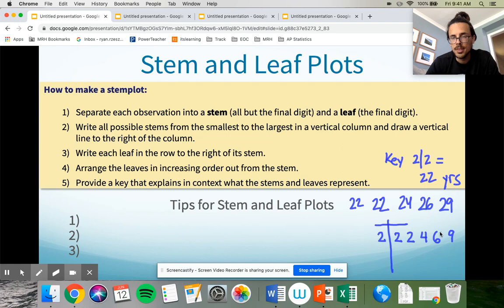Now, when you make a stem and leaf plot, if this was my data set right here, having just one row doesn't really do too much for me in terms of making a comparison. So what you will sometimes see is you can actually split them up. If they all start in the 20s, you may have two separate rows for all of the 20s. And then what you do is you split it down the middle. So 20, 21, 22, 23, 24, those would go in the first one. And then 25, 6, 7, 8, 9 would go in the second one.